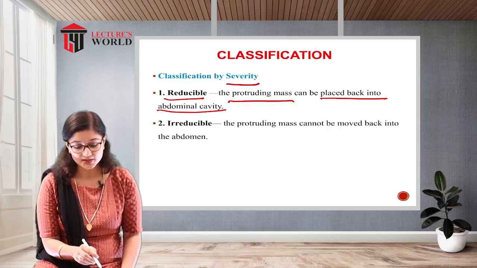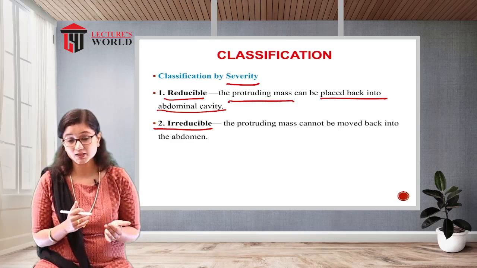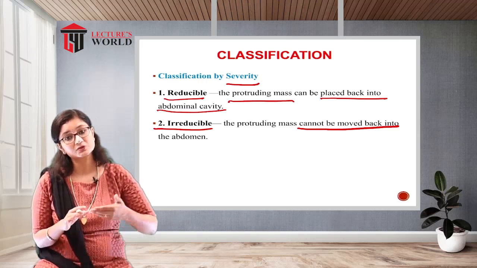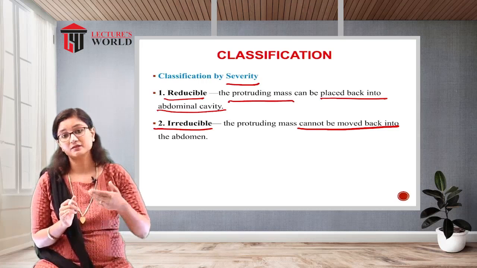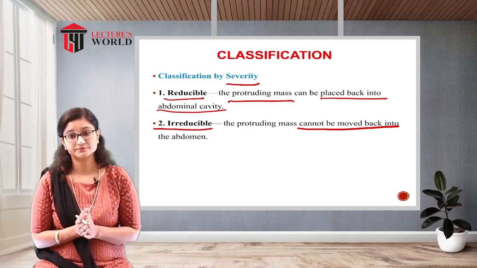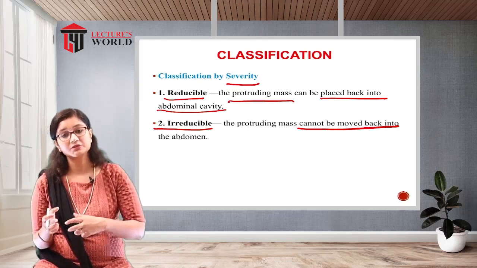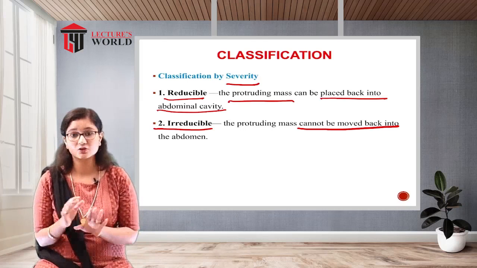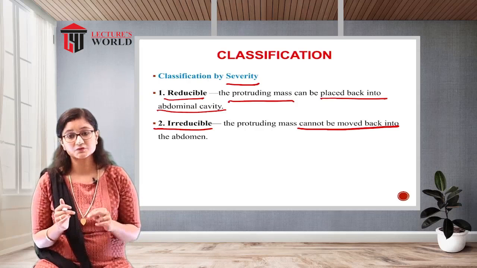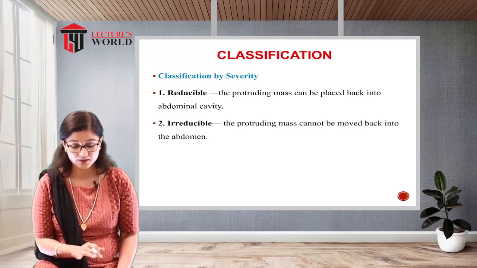The next one is irreducible. The word only suggests that I cannot. So the protruding mass cannot be moved back into the abdominal cavity. This is a little bit more severe than the reducible one. Understood? Reducible means I can bring the organ back into the abdominal cavity. Irreducible means it cannot be brought back into the abdominal cavity. There are two more classifications of severity, which are types of irreducible. Let us understand that.